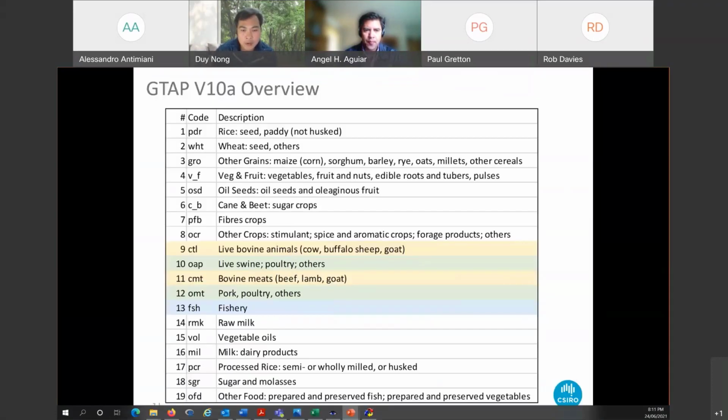For the database development, when we look at the GTAP database, we think about some key sectors or key commodities that we want to split into sub-commodities. We look at the key commodities related to food, and here are the five commodities that we expect to split into more detailed commodities.